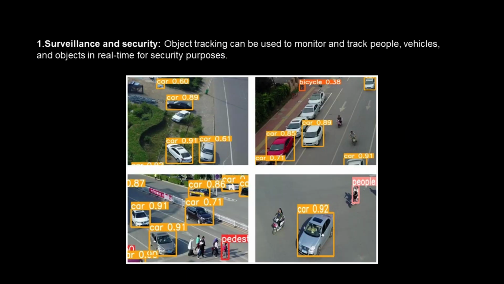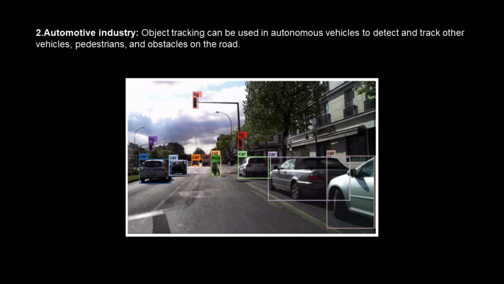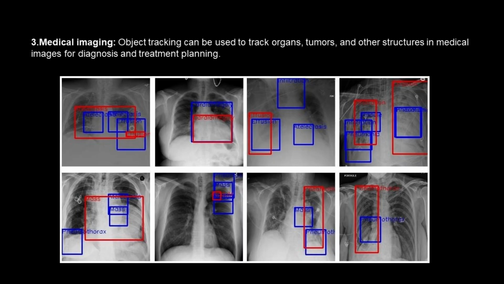Now let's see the applications of object tracking. Surveillance and security. It can be used to monitor and track people, vehicles, and objects in real time for security purposes. Automotive industry. Object tracking can be used in autonomous vehicles to detect and track other vehicles, pedestrians, and obstacles on the road.